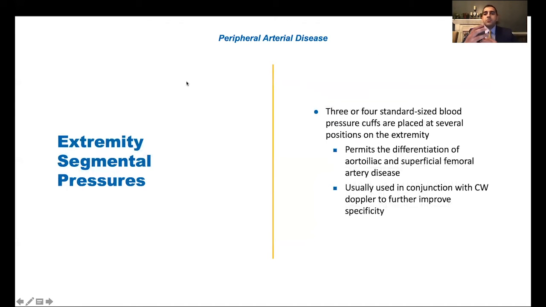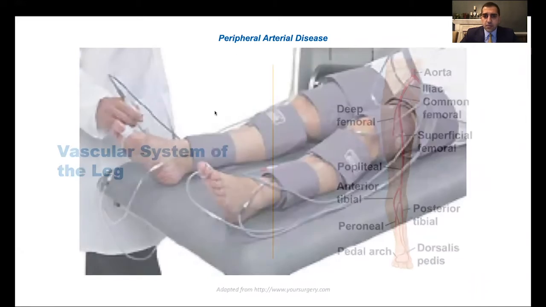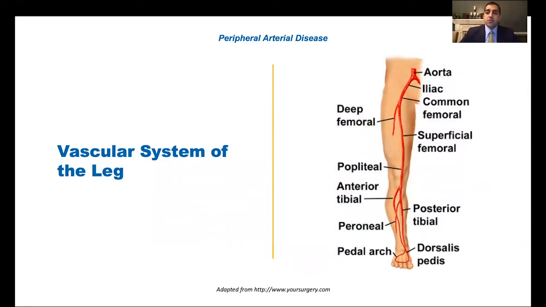So what are extremity segmental pressures? This is using the ABI at various levels of the lower extremity to not only diagnose the extent of disease, but also to localize disease. For folks watching this, this is what this usually looks like, and those are simply blood pressure cuffs placed at different levels. And what are those levels, you may ask? Well, they involve the different levels of vasculature in the lower extremity. That includes the iliac artery here, progressing to the common femoral, which then splits to involve the superficial femoral artery, the popliteal artery, and then trifurcates below the knee to the posterior tibial, peroneal, and anterior tibial arteries. So essentially, the blood pressure cuffs are placed at different levels corresponding with this to try to localize the disease and also to see the extent of what it may be.